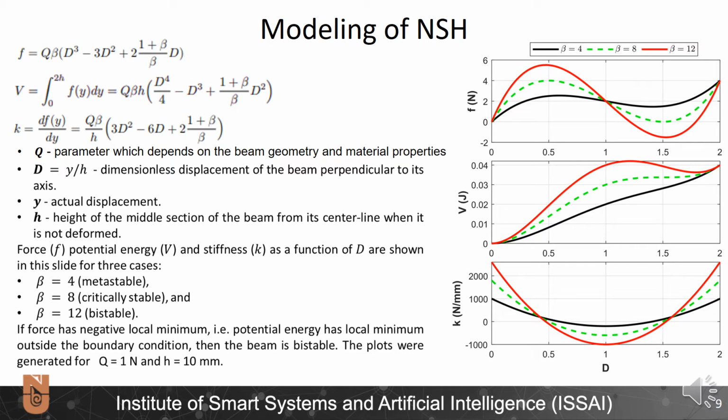They are metastable when beta is equal to 4, critically stable with beta equal to 8, and bistable with beta equal to 12. If the force values have a local minimum exceeding the boundary condition, then the beam is considered bistable. We can observe it in the top right corner of the figure. The data of the bistable beam is colored in red and it has a negative local minimum outside the boundary condition.